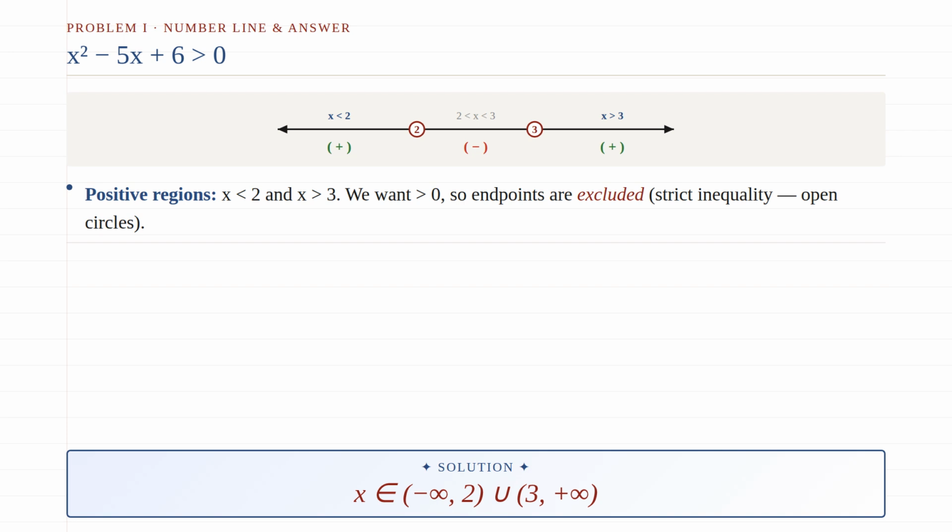Here is the number line. The critical points 2 and 3 are marked with open circles. The expression is positive in the first region where x is less than 2, and in the third region where x is greater than 3. The middle region between 2 and 3 gives a negative value, so it is excluded. Our solution is x in the union of negative infinity to 2, and 3 to positive infinity.